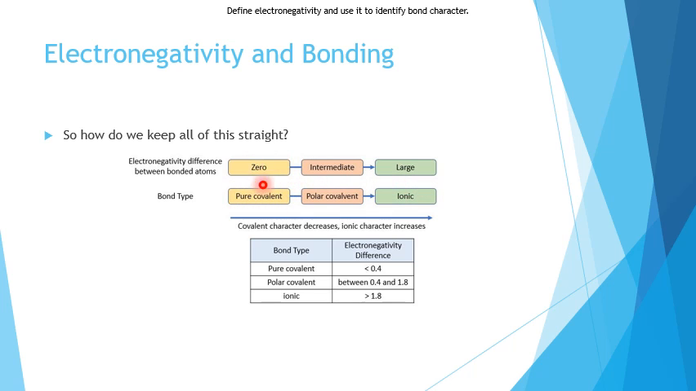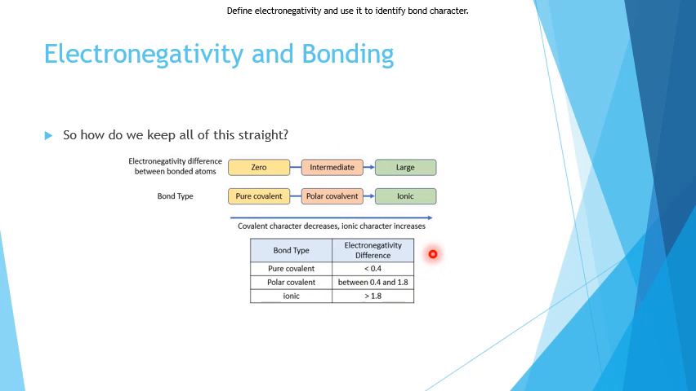Where if it's zero difference or really close to zero, as we'll talk about in just a second, we call that a pure covalent, or a non-polar covalent bond. If there's a moderate amount of difference, we call it polar covalent. And if we have a large difference, that would be an ionic bond. Now, what do these differences have to be to fall into each category? Well, we see that down here.